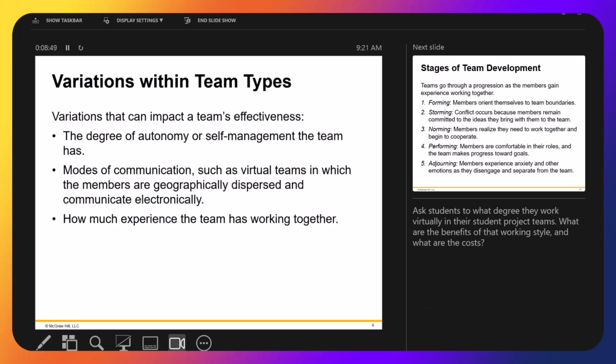Variations within team types. This is something that's very important to understand. Variations that can impact the team's effectiveness: the degree of autonomy or self-management the team has. So when you talk about that, how much decision-making do they have? Can they manage themselves? Do they need permission to do anything? Can they come up with ideas on their own and implement them?